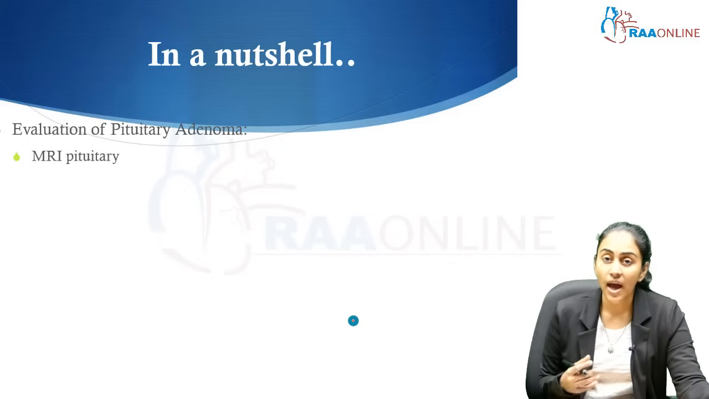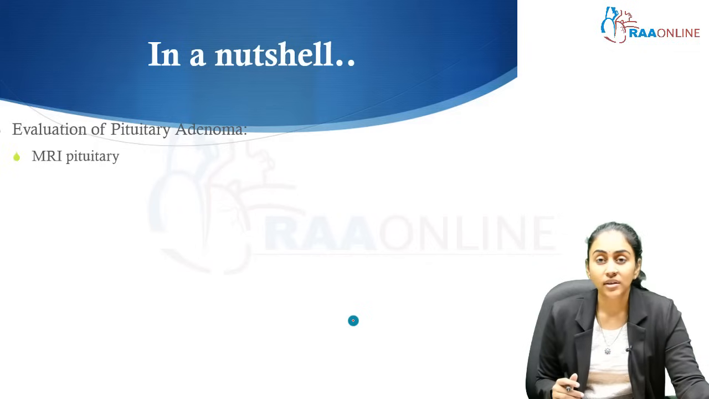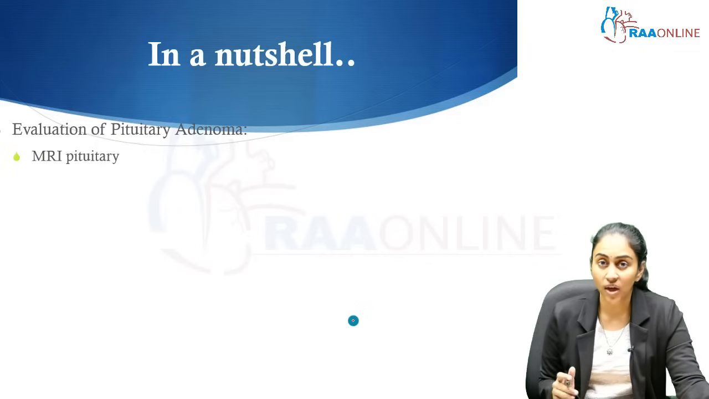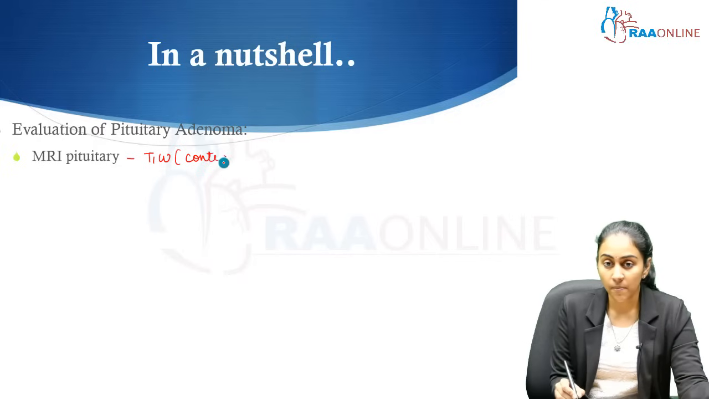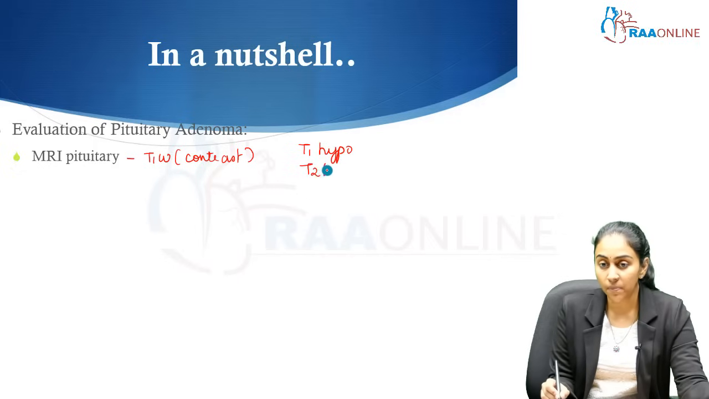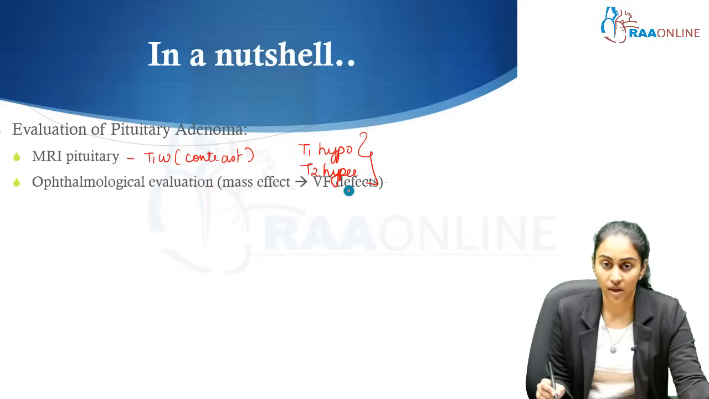Now once you have a pituitary adenoma, the evaluation should be threefold. One is localization and confirming the diagnosis. So, you need an MRI pituitary, you need T1 weighted imaging with contrast, and remember the T1 T2 rule: 1 is lesser, so hypo, 2 is more, hyper. This is how your pituitary adenoma is going to look on the MRI.